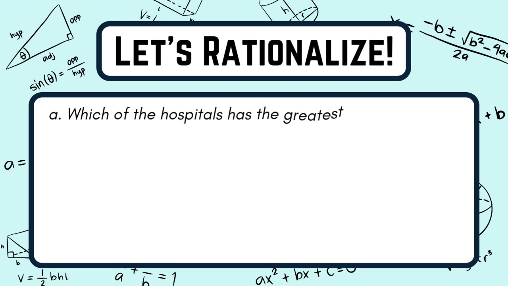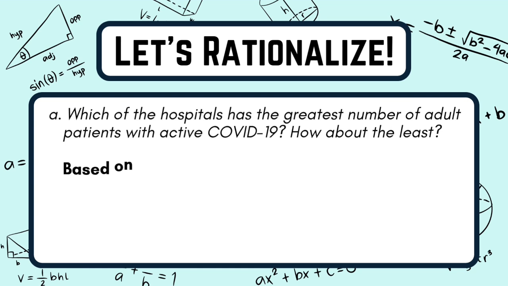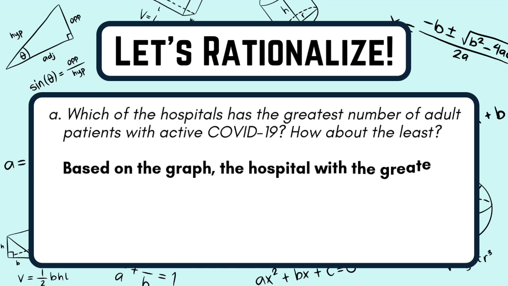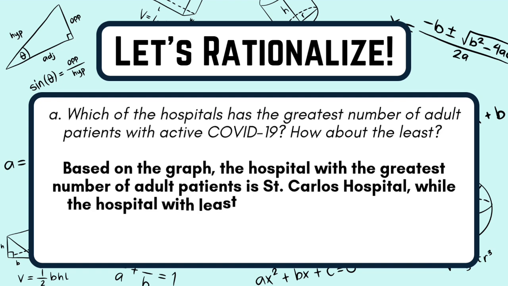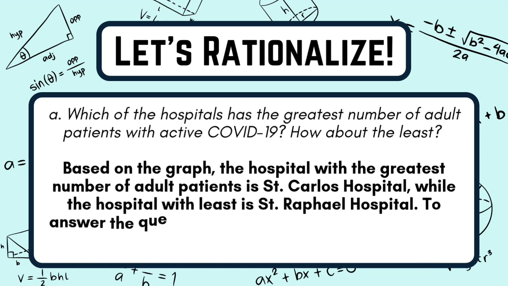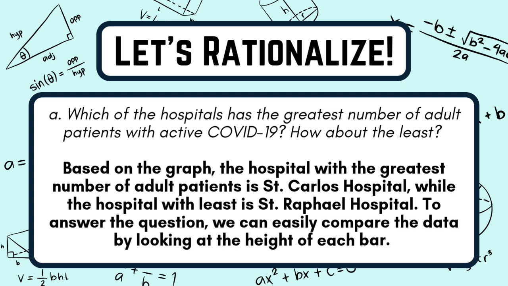Okay, so now let's rationalize, okay? And let's analyze. So for letter A, which of the hospitals has the greatest number of adult patients with active COVID-19? And how about the least? So based on the graph, the hospital with the greatest number of adult patients is St. Carlos Hospital. Okay, while the hospital with least, pinakakaunti, is St. Raphael Hospital. So to answer the question, we can easily compare the data by looking at the height of each bar. Syempre, yung pinakamataas, yun ang pinakamarami. And then yung pinakamababa, yun naman ang pinakakaunti.